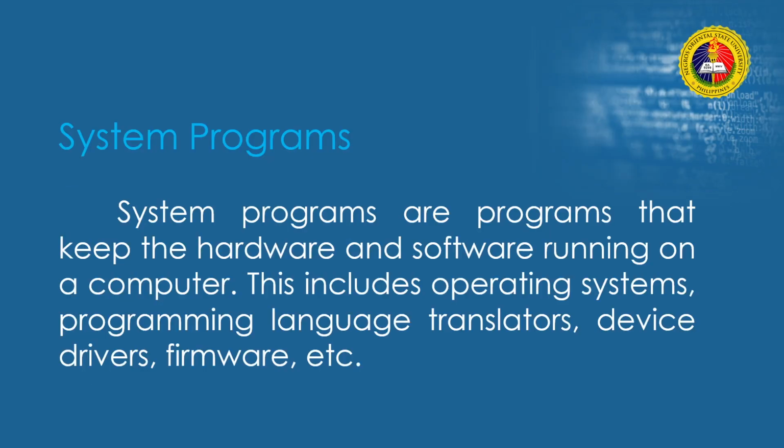All right. Next is system programs. System programs are programs that keep the hardware and software running on a computer. This includes operating systems, programming language translators, device drivers, firmware, etc. As the term suggests, system programs are not something that people directly use. However, system programs enable any hardware or appliance to work.